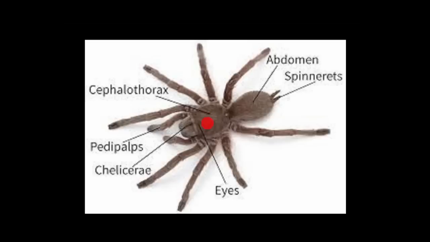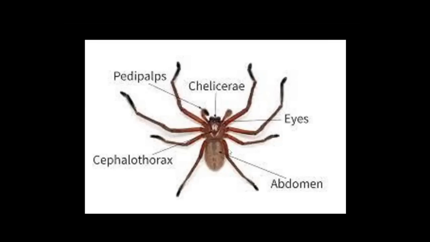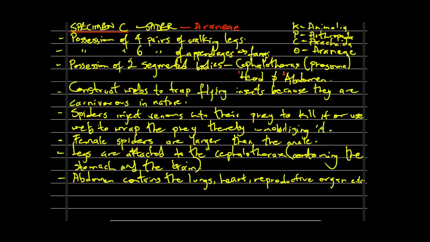On the cephalothorax we have the stomach and the brain, while in the abdomen, that is where we have the lungs, the heart, the reproductive organs and the rest of those. So that is what the spider looks like. This is another diagram of the spider. You can see how the legs are shaped. You can see that all of the legs are attached to the cephalothorax. Are we together? This here is the abdomen. That is where we have the lungs, the liver, and the rest of those. So that is that about the specimen C.